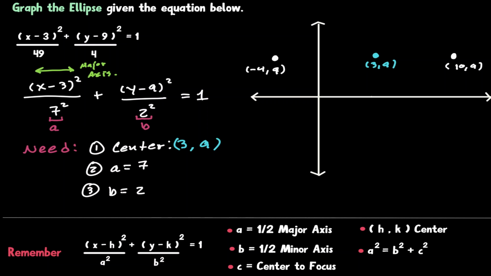And remembering that b represents half the length of the minor axis, notice that b is underneath the variable y. So we are saying that the minor axis is going to be vertical. So from the center, if we go 2 units up, I'm going to get one of the endpoints of the minor axis, which is going to be at the location (3, 11). 9, add 2 to it, you get 11 on y. And the other way around, from the center, if we go 2 units down, I'm going to get the other endpoint of the minor axis, which is going to be at the location (3, 7).